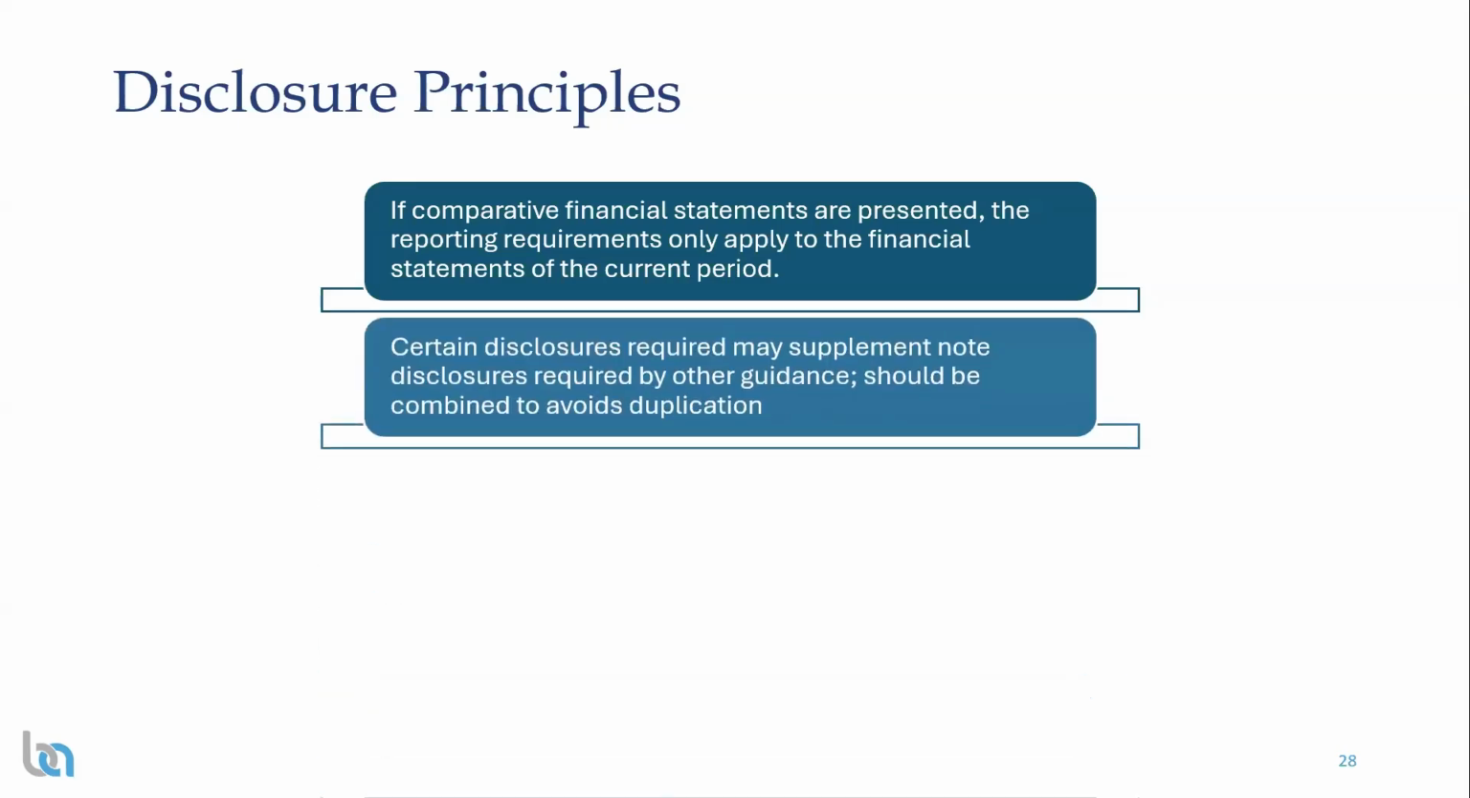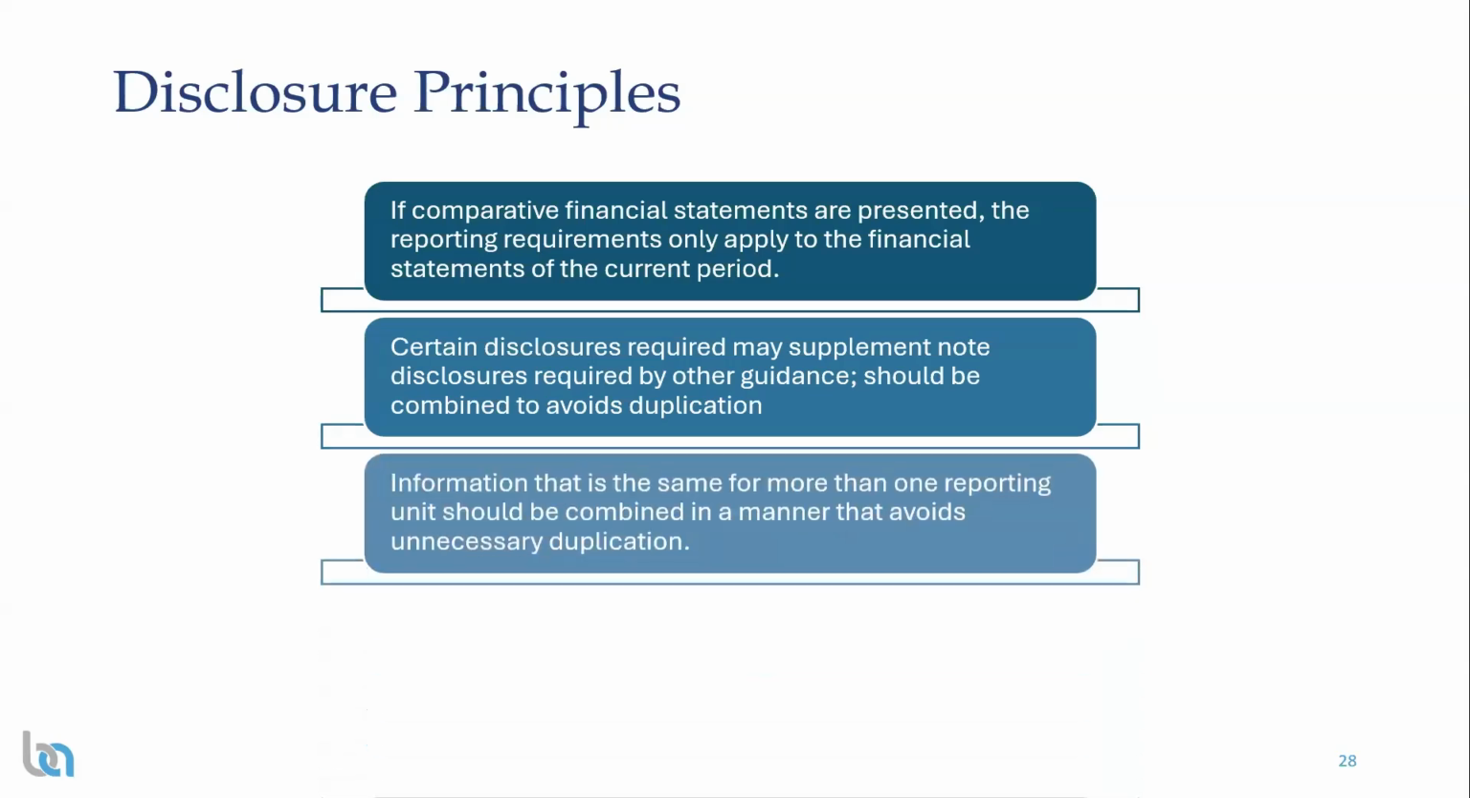Certain disclosures required may supplement note disclosures required by other guidance, and should be combined to avoid duplication. So for example, that situation about sales tax was one of my clients. It's actually part of a discussion about tax abatement, where they have that retailer, and they're saying, okay, you're bringing us all the sales tax, we pay you a percentage of it. So if you already have that note, and now you're talking about a concentration risk with that retailer, you may want to incorporate them in the same place. You don't want to have duplication. It can be incorporated in other existing notes.